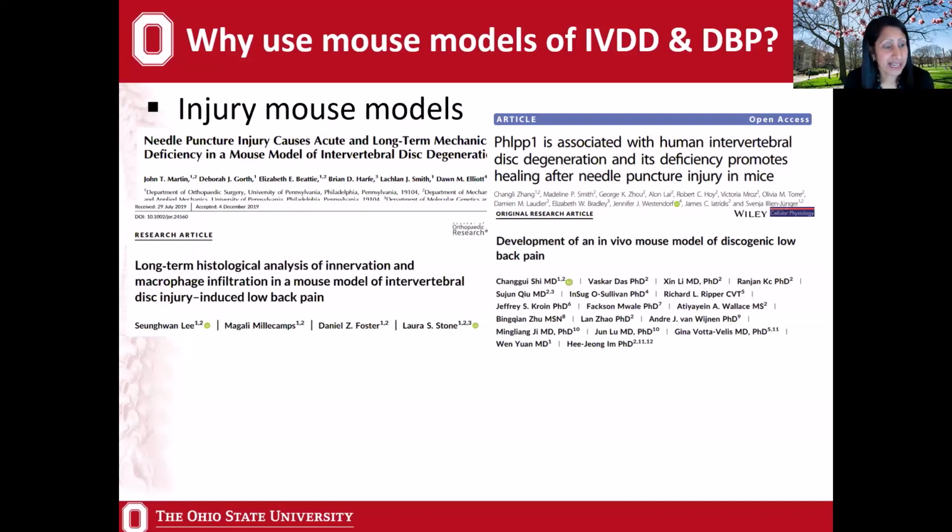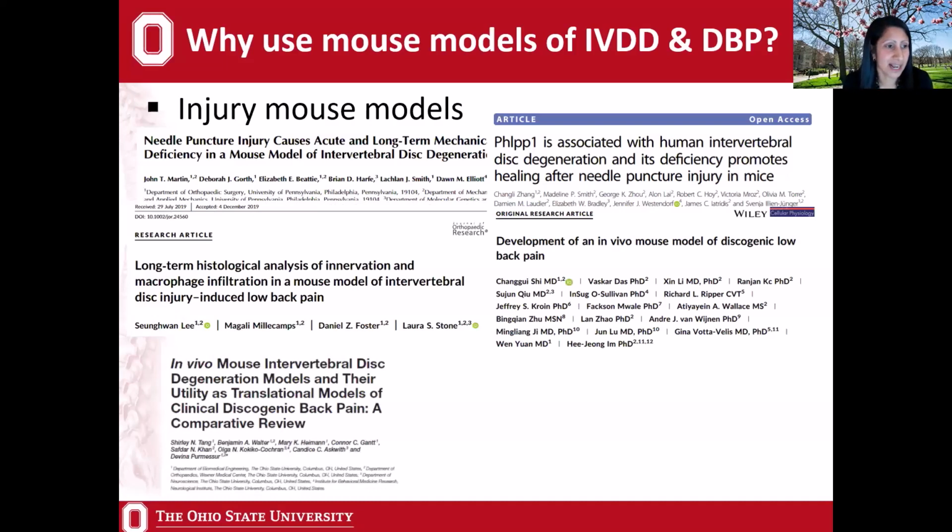Injury models have been great in terms of characterizing the mechanisms of pain. Laura Stone's group has looked at the effects downstream, at innervation and macrophage infiltration in injury models. This has also been characterized by Im Sampen's group at Rush in terms of developing relevant models of actual pain. And our group did a literature review paper, trying to summarize some of the models that are currently utilized in disc research.